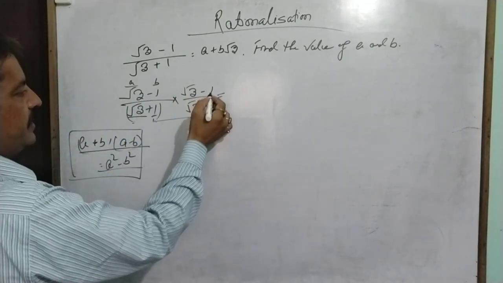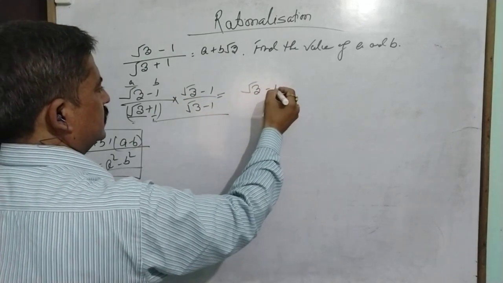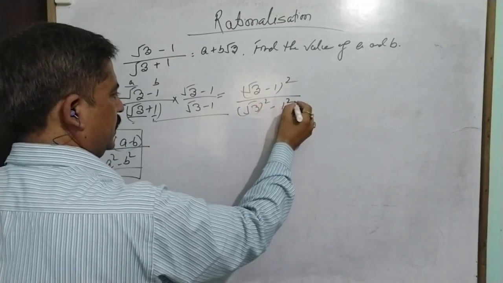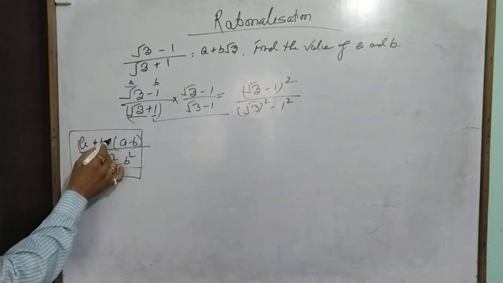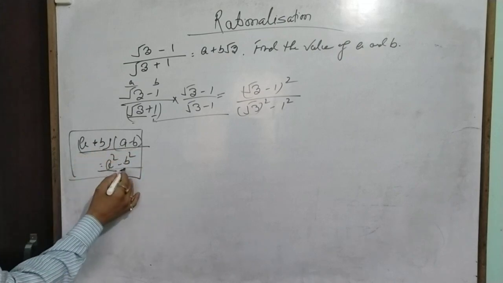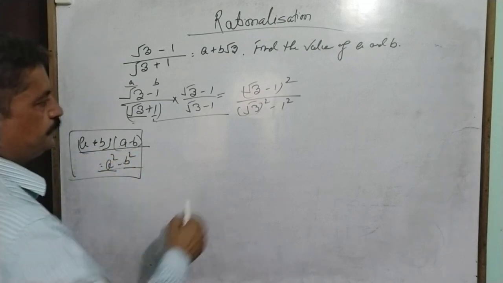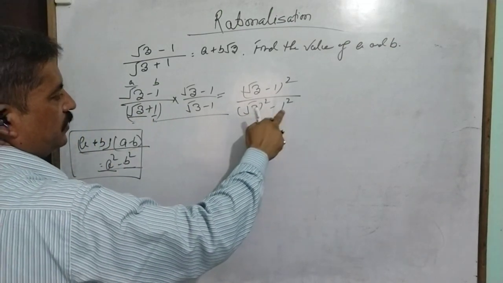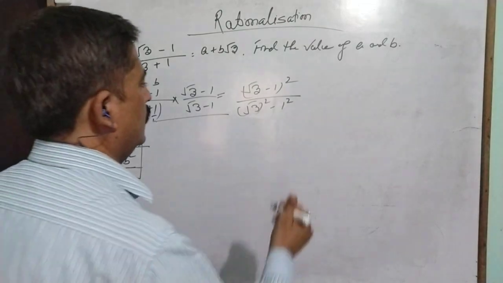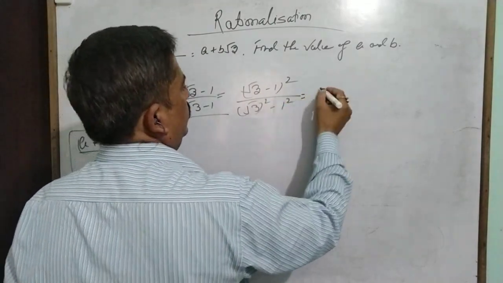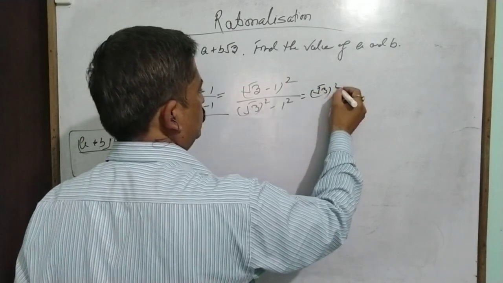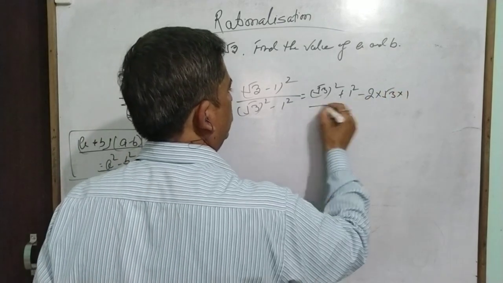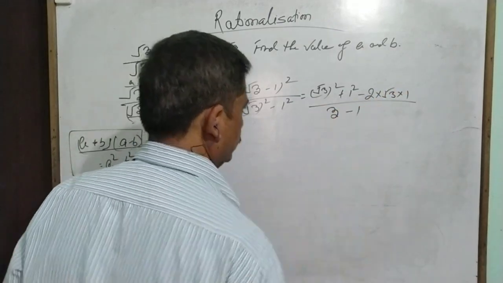So we write root 3 minus 1 whole square divided by root 3 square minus 1 square, because a plus b and a minus b is equal to a square minus b square. Here root 3 is a and 1 is b, so a square minus b square. The numerator is root 3 square plus 1 square minus 2 into root 3 into 1, divided by 3 minus 1.